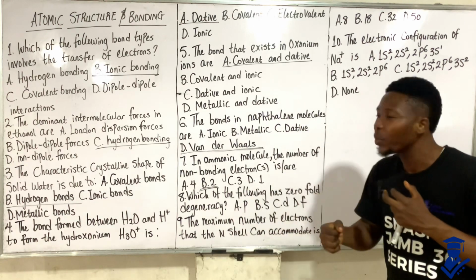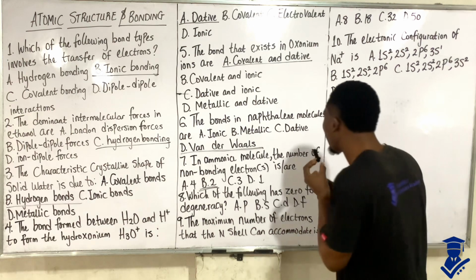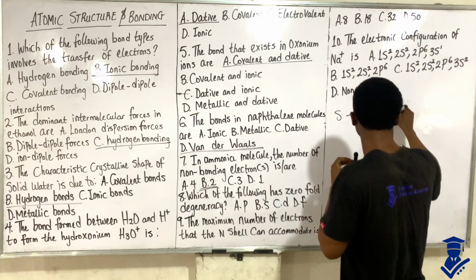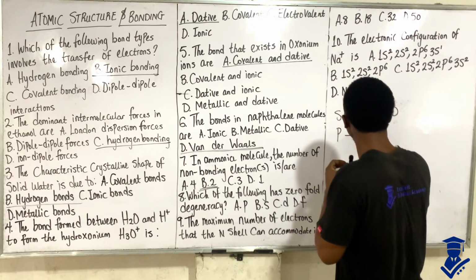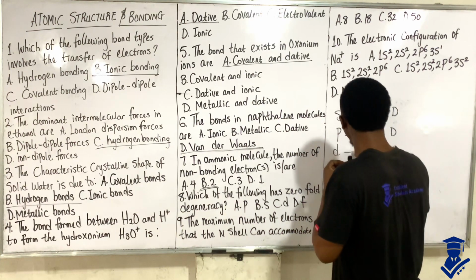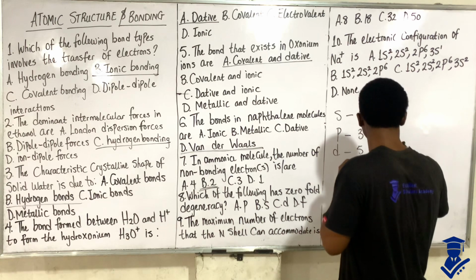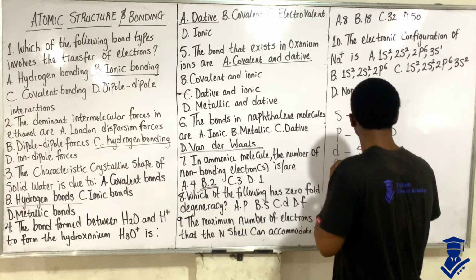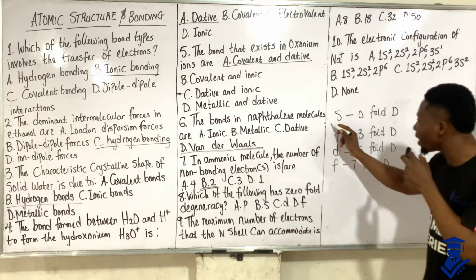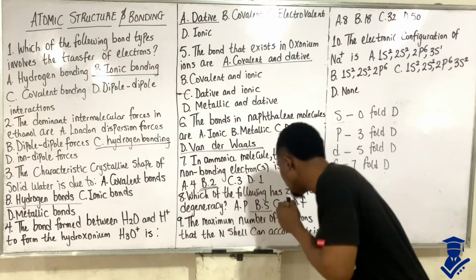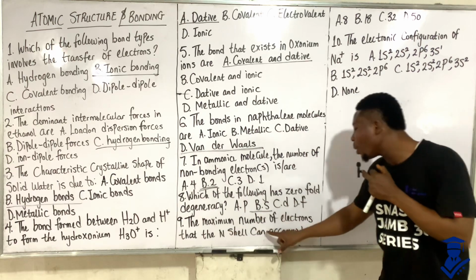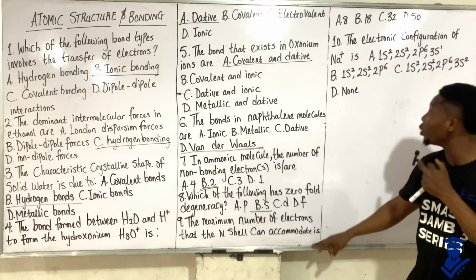All right. Now let's analyze this. The S has one-fold degeneracy. All right. The P has what? Three-fold degeneracy. Then the D has what? Five-fold degeneracy. And then the F has seven-fold degeneracy. So it means that our correct answer is what? S, which is option what? B, because S has the lowest degeneracy.